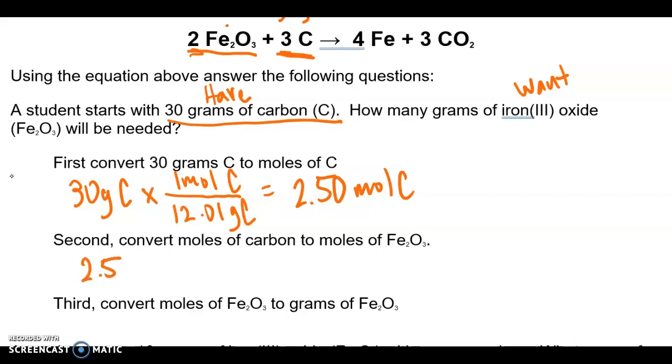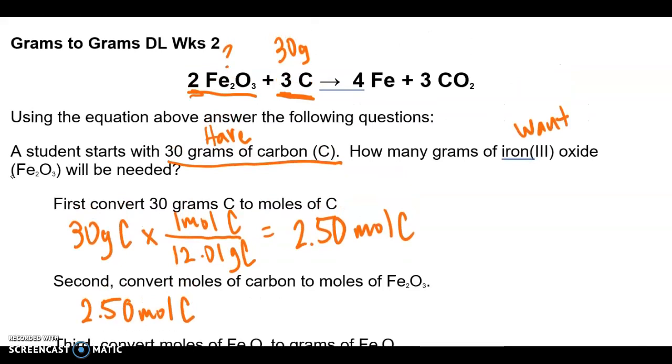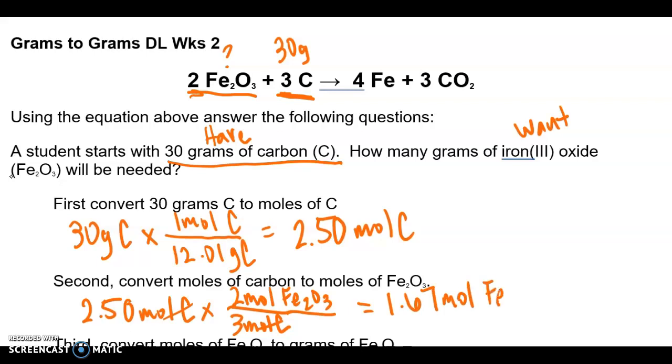Now we're going to take our 2.5 moles of carbon that we have. So up here, 30 grams of carbon is actually 2.5 moles of carbon. And we want to know how many moles of the iron 3 oxide we're going to have. So using these numbers up here, we know that 3 moles of carbon, we're going to put that in the bottom so that carbon cancels, is equal to 2 moles of our iron 3 oxide. And if we take 2.5 times 2 and divide it by 3, we're going to get 1.67 moles of the iron 3 oxide if we round to 2 decimal places.